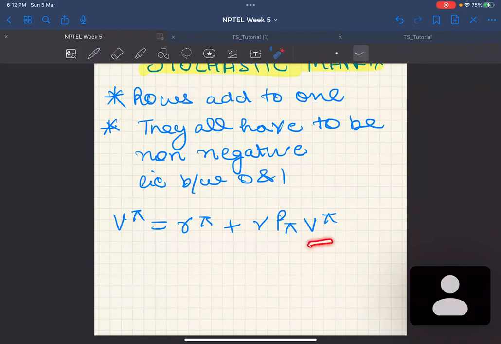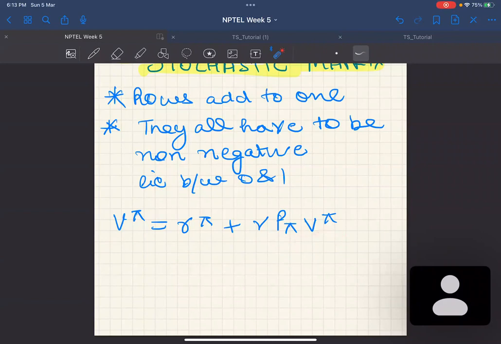This is the V pi, final cost or the terminal cost. And this is the probability; P pi is where I'm going to land up, the probability of that. And then this is the terminal cost. This is the reward basically. So V pi I'm saying is the reward plus gamma into the probability times the terminal cost.